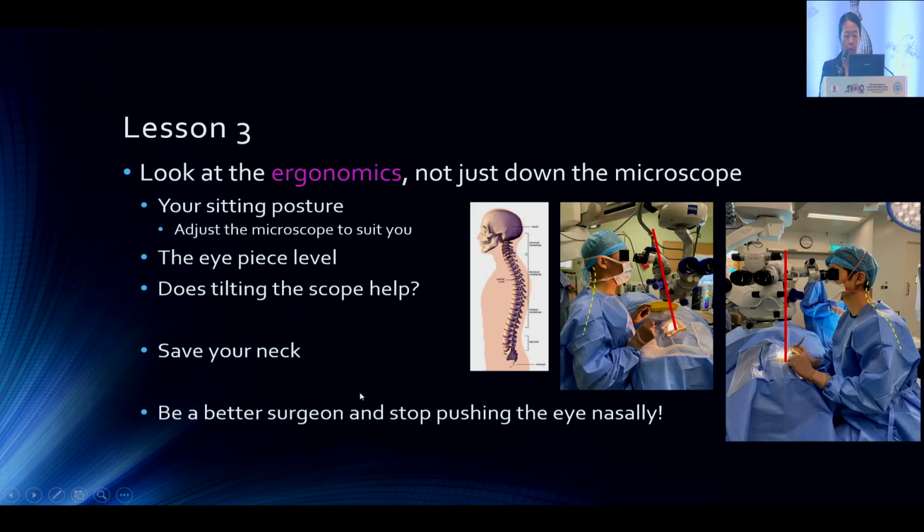And also, it's important to keep the eye in the center, and my residents never understand why they end up always pushing the eye nasally. The reason really is that your eyepiece is too high. You're sitting at too high a position, and that's why you push the eye nasally. All right, so you need to adjust the eyepiece and your seat level to an appropriate position so that the eye is actually looking straight up at the scope with your arms relaxed.